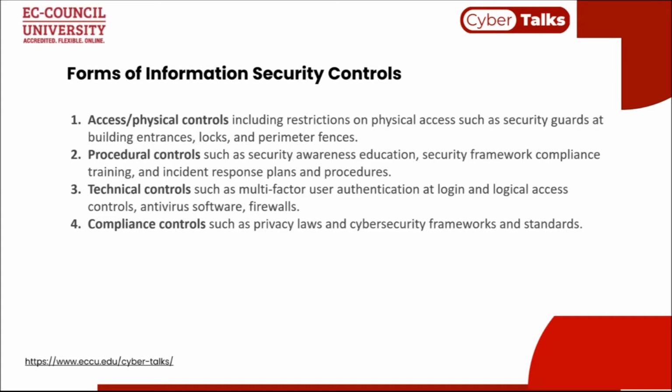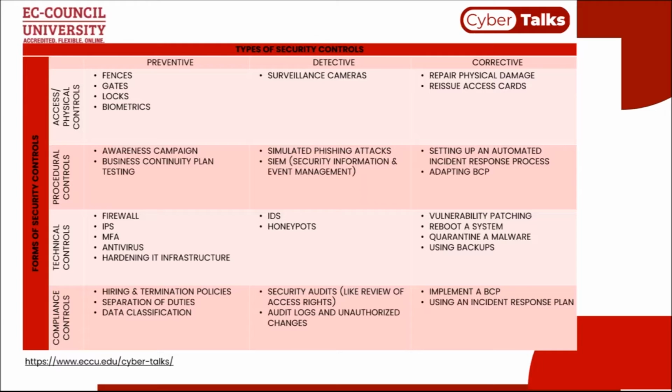Okay, so that brings me to this matrix or table where I try to bring the types and the forms together. If we look at the first one, the preventive and the physical access controls, how could you prevent somebody from entering your building or your flat? Well, use fences, gates, locks, or nowadays even biometrics. So it will be harder for intruders to get in.